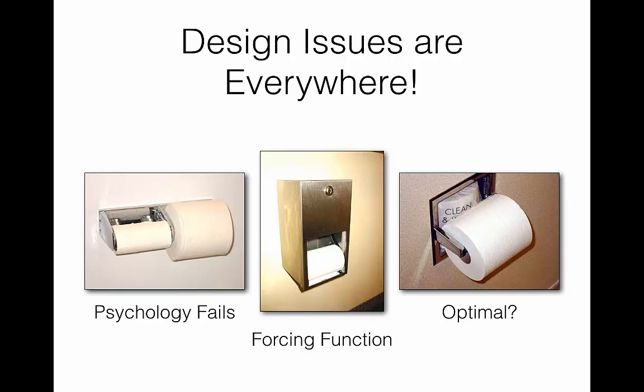The device in the middle solves this problem. The second roll will not drop down until you have finished the first roll. Norman calls this a forcing function. Nevertheless, there's still a problem with this solution. Can you guess what that problem is if I give you 10 seconds starting from now?